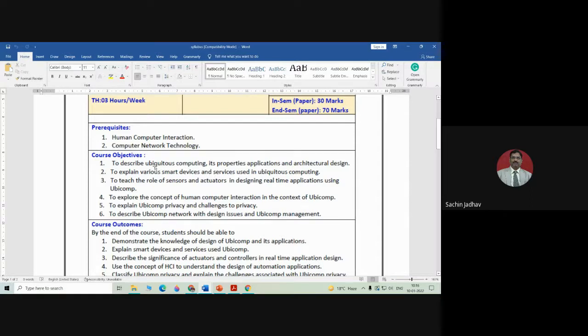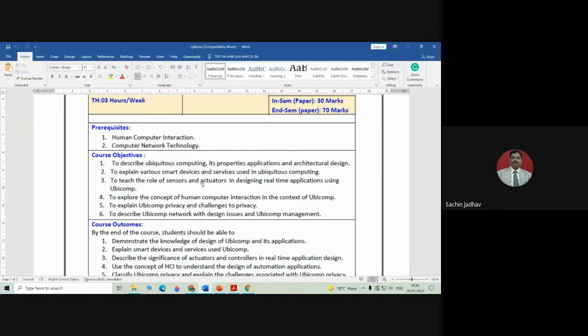Here we will explain in detail different kinds of smart devices. The second objective is to explain various smart devices and services used in ubiquitous computing. We will discuss what different smart devices are available and why exactly these devices are called smart, by understanding their working, their functionalities and implementations, and what kind of services they provide.